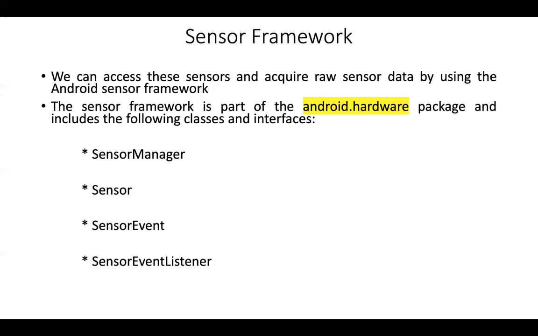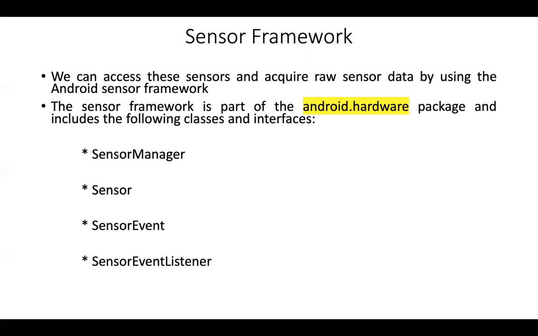The second is Sensor. We can use this class to create an instance of a specific sensor. This class provides various methods that let you determine a sensor's capabilities. The third is SensorEvent. This class is used to create a sensor event object that provides information about a sensor event. A sensor event object includes information such as the type of sensor that generated the event, the accuracy of the data, and the timestamp for the event.